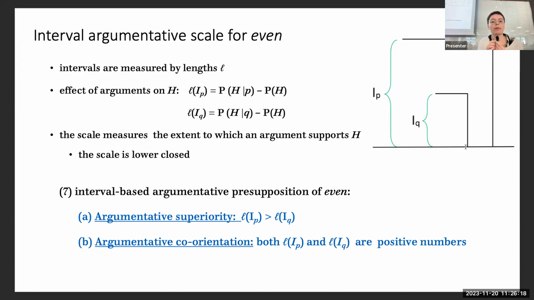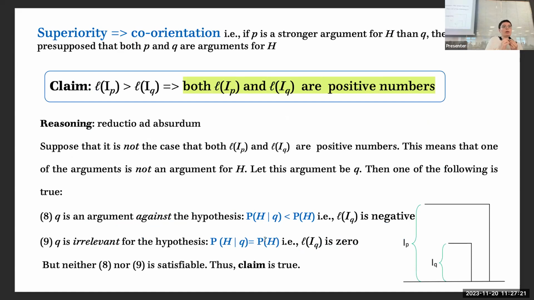Now, the scale that you can see on the slide measures the extent to which an argument supports the hypothesis. And we can notice that such a scale is in fact lower closed. Now, it allows us to formulate the interval-based argumentative presupposition of even. This is nothing new. This is exactly the same argumentative presupposition that we just had. It is just reformulated in terms of intervals this time. So the argumentative superiority reformulated in terms of intervals will look like this. The length of the interval associated with an argument P has to be bigger than the length of the interval associated with an argument Q. And the co-orientation will require that both lengths are positive numbers. So both the length of the interval associated with P and the length of the interval associated with Q are positive numbers.